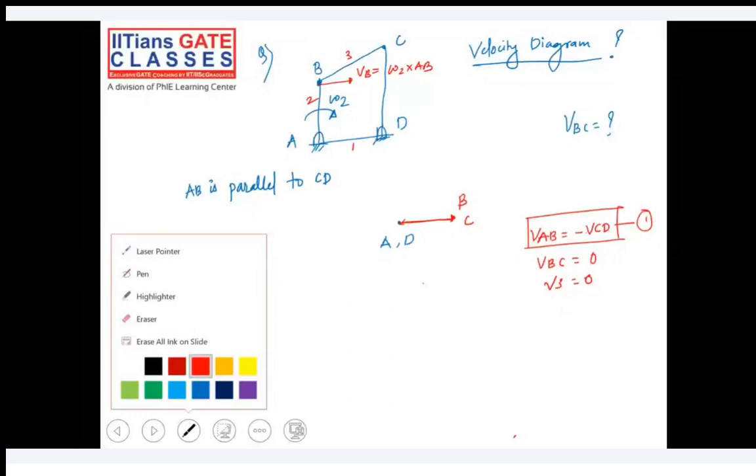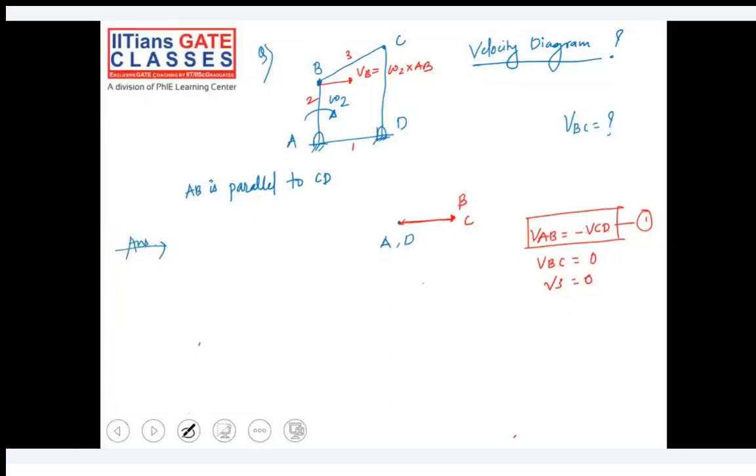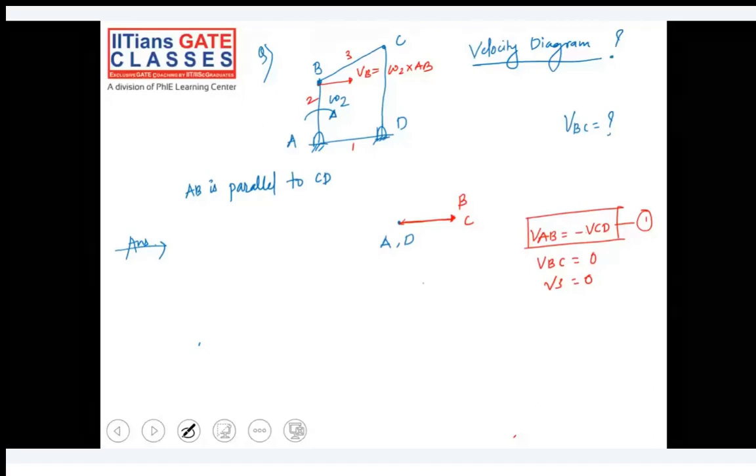So what we understood from this is, whenever two links are parallel to each other, then if we have one link in between them, the velocity of that link will be 0, and ultimately we'll not get a velocity triangle, the velocity diagram will be a straight line. So this is what we understood. B and C will be moving in the same direction at the same speed, so the relative velocity will be 0.